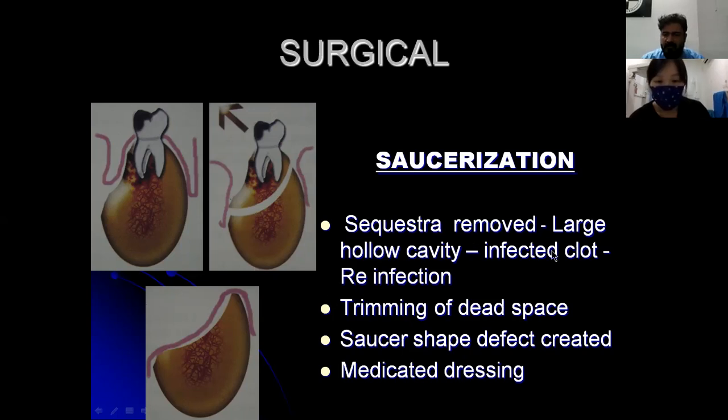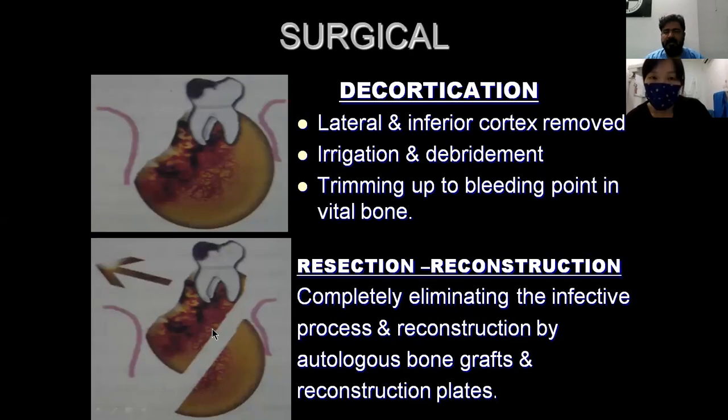Sequestra is removed, leaving a large hollow cavity, infected clot, reinfection. So you do a saucerization so that the clot will not be retained in this position. And trimming of the dead space is done. So a saucer-shaped defect is created, and medicated dressings are given over here. Then next is decortication.